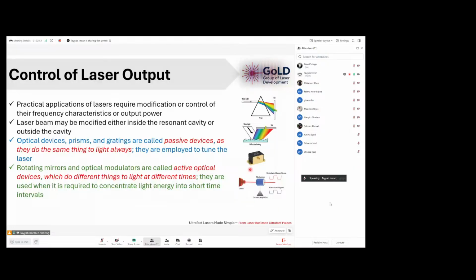These devices are important when we look for a pulsed laser, whether by using the Q-switching technique or other techniques. How many people here know what Q-switching is?